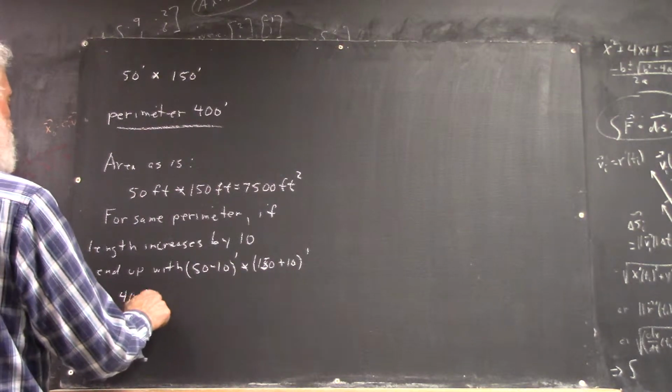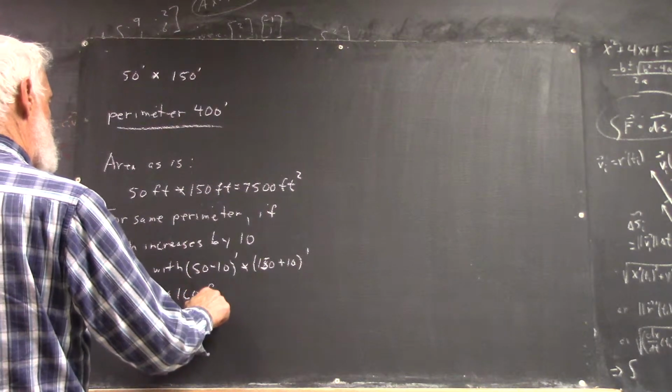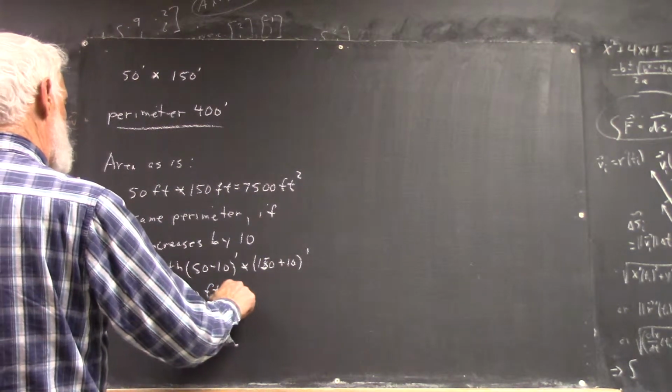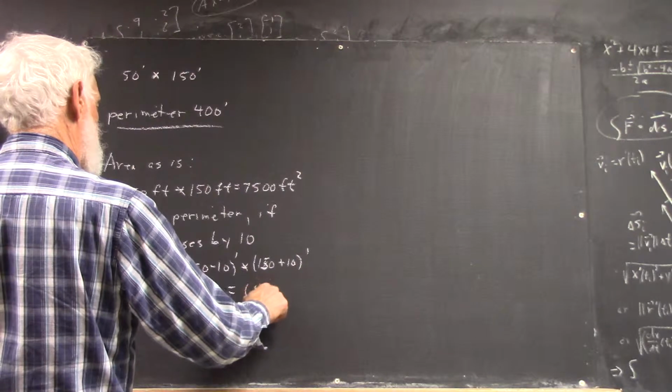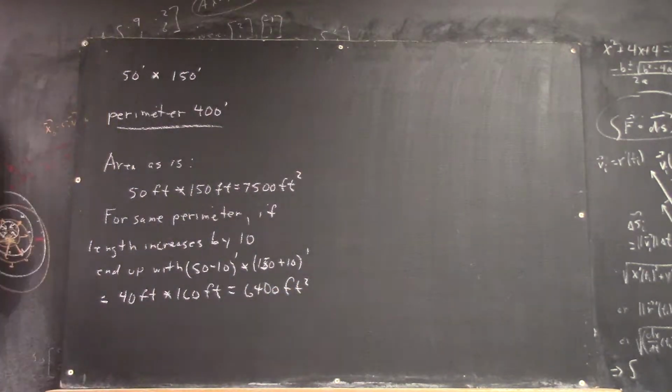we end up with a 40-foot width, 160-foot length, and hopefully you got that, 6,400 square foot area, right? So it looks like I don't want to do that. I don't want to decrease the length by 10, that's for sure, okay?